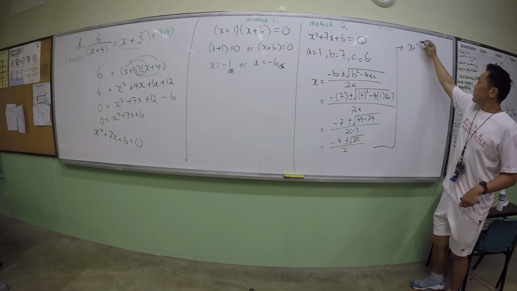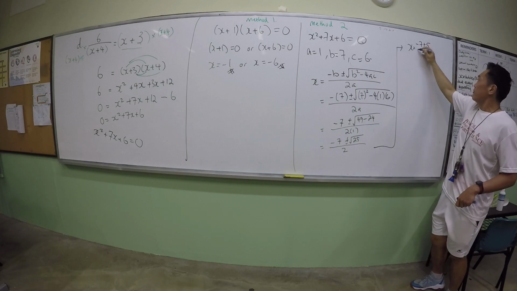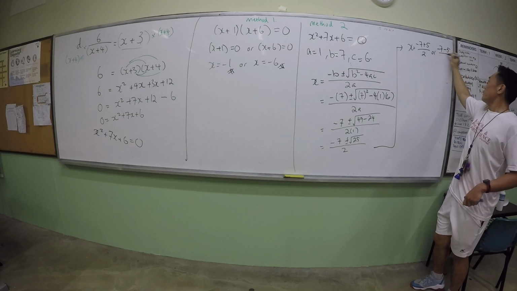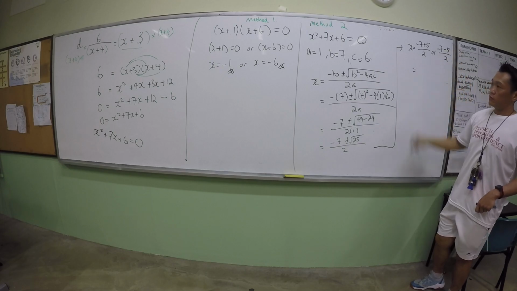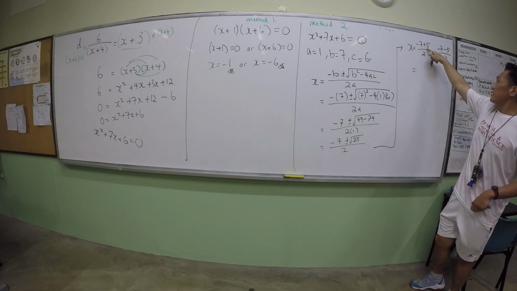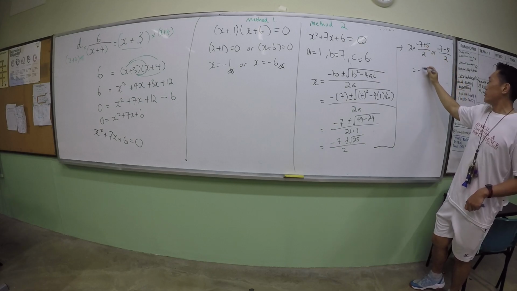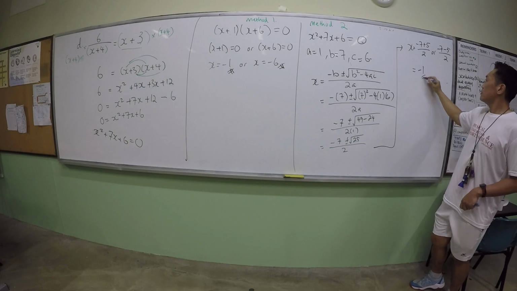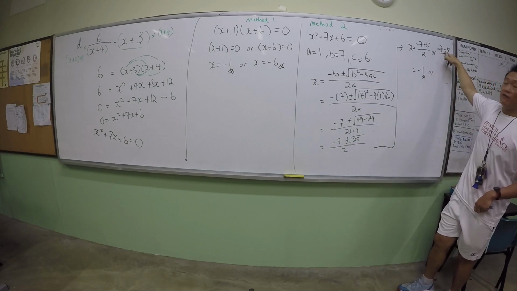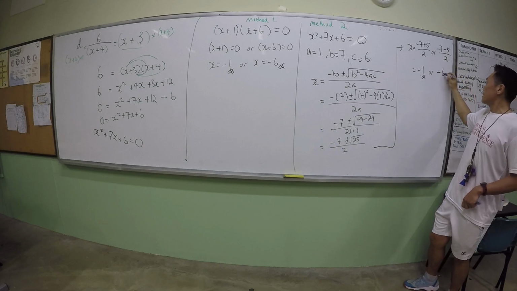So x equals negative 7 plus 5 divided by 2, or negative 7 minus 5 divided by 2. Negative 7 plus 5 is negative 2. Negative 2 divided by 2 is negative 1. Negative 7 minus 5 is negative 12. Negative 12 divided by 2 is negative 6.